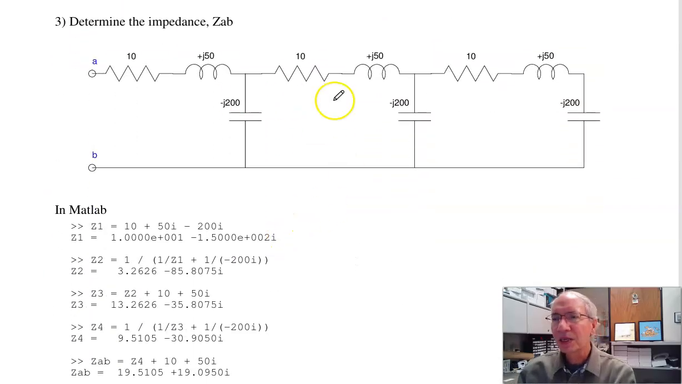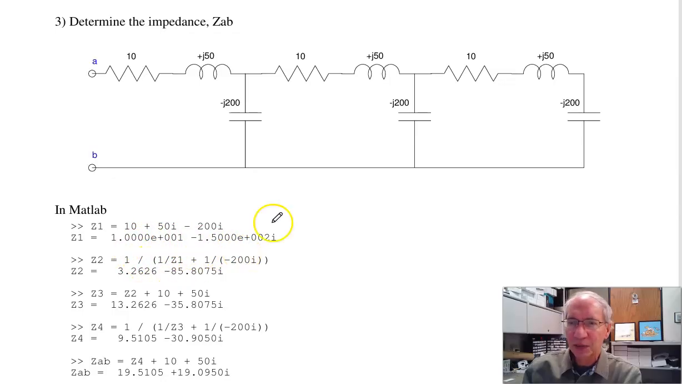Problem 3. Find the impedance of this circuit. Again, that's series and parallel in Matlab. I have 10 plus J50 in series with minus J200. Those add. Gives you 100 minus J150. In parallel with minus J200, take the inverse plus the inverse of minus J200. Add them, take the inverse. So this point looking right is 3.2 minus J85.